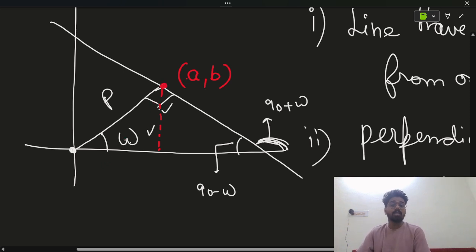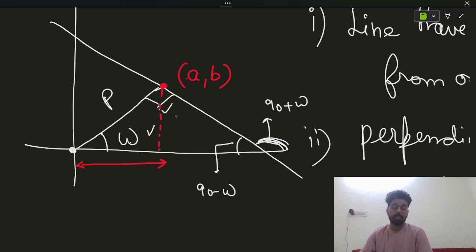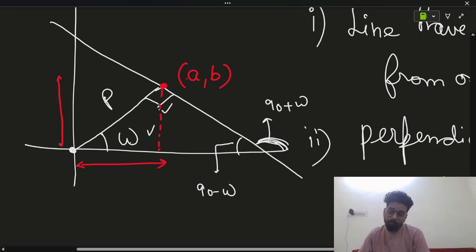Now, what is the meaning of x coordinate? X coordinate is distance from origin along the x-axis, and y coordinate is the distance along the y-axis. It's as simple as that. All right. So this is B. This is B. This is A.